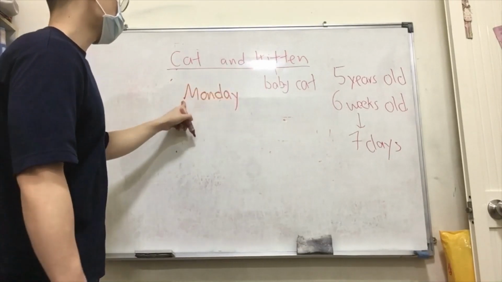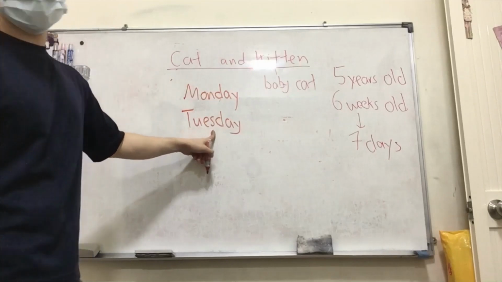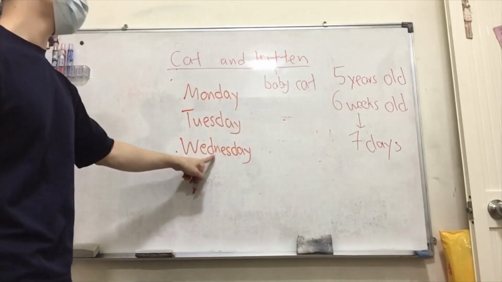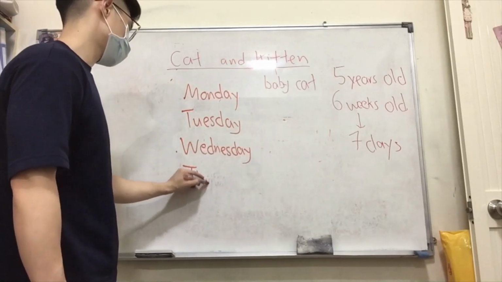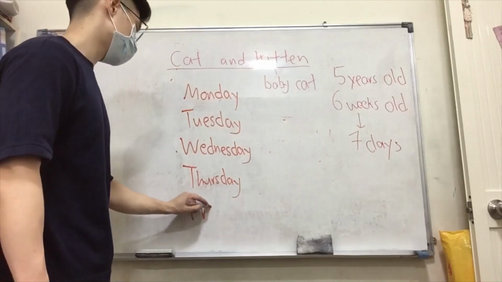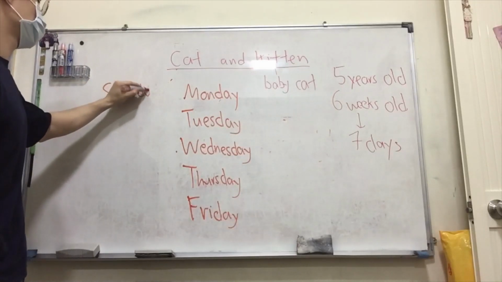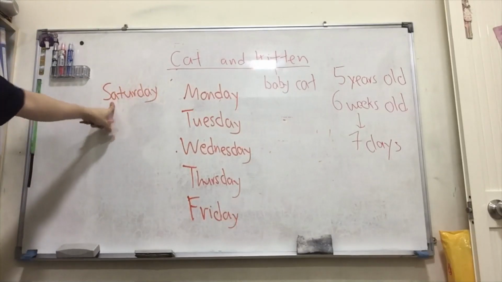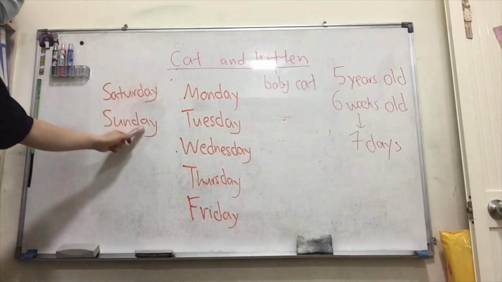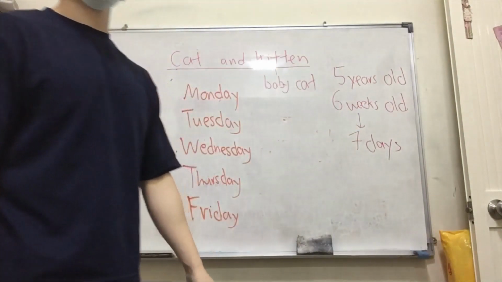Monday, M-O-N-D-A-Y, Tuesday, T-U-E-S-D-A-Y, Wednesday, W-E-D-N-E-S-D-A-Y, Thursday, T-H-U-R-S-D-A-Y, Friday, F-R-I-D-A-Y, Saturday, S-A-T-U-R-D-A-Y, and lastly, Sunday, S-U-N-D-A-Y. So these are your 7 days. In a week, there are 7 days.